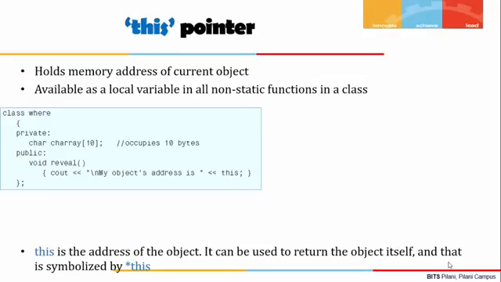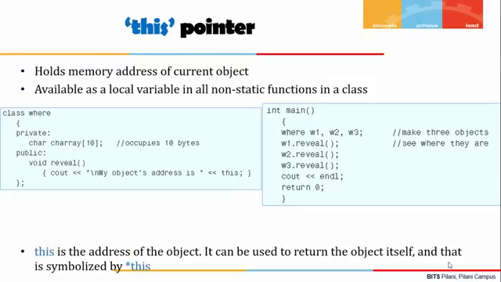void reveal. Now in the main program it creates three objects of type where. So where is the name of the class. Three objects are created, W1, W2 and W3. It then asks each object to print its address. So each object is asked to print its address using the reveal member function.